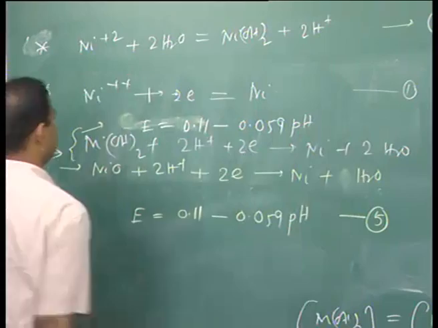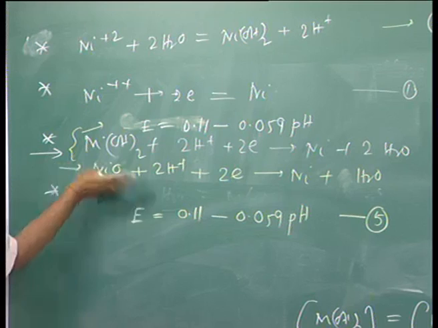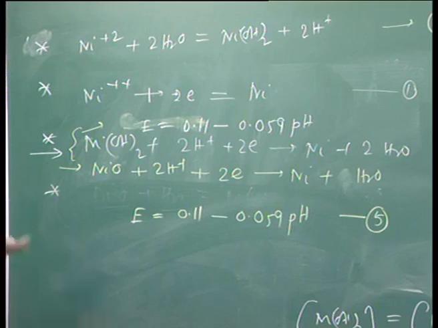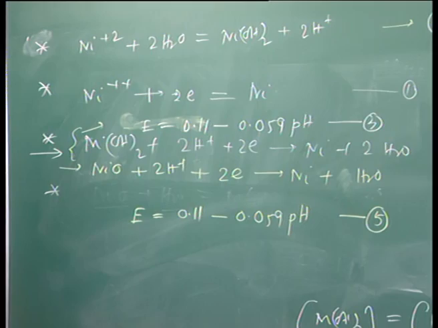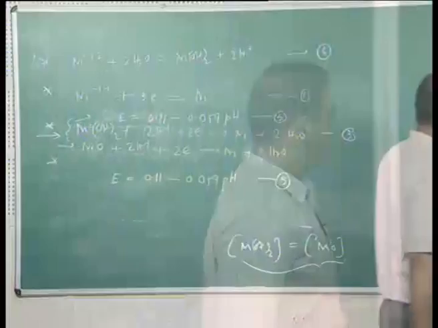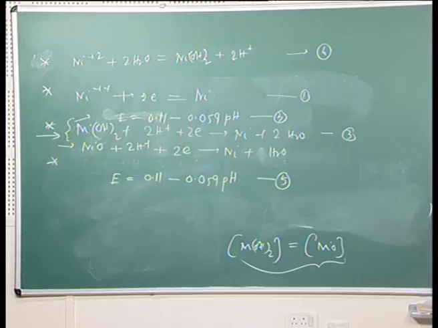So, whether you write this equation or this equation, this indicates the same line, because the equations are same. This equation was given the number 3. So, equation number 5 and equation number 3 both are exactly same. So, the line for this reaction or this reaction would always be the same. Similarly, I know this relation.